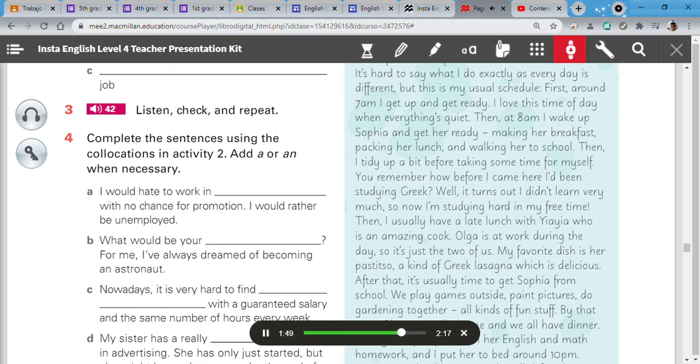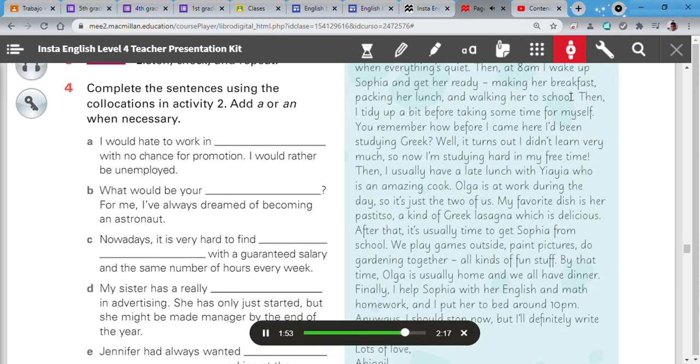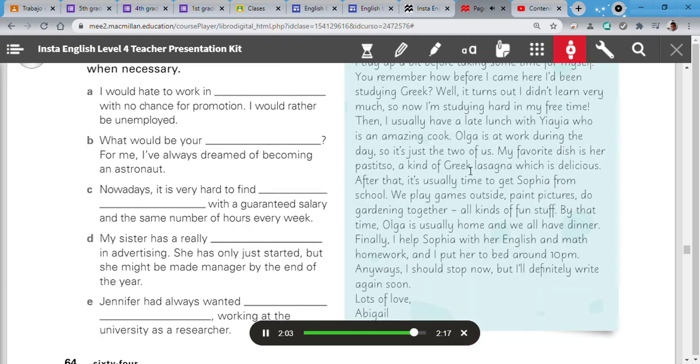After that, it's usually time to get Sophia from school. We play games outside, paint pictures, do gardening together, all kinds of fun stuff. By that time, Olga is usually home and we all have dinner. Finally, I help Sophia with her English and math homework and I put her to bed around 10 p.m. Anyways, I should stop now, but I'll definitely write again soon. Lots of love, Abigail.